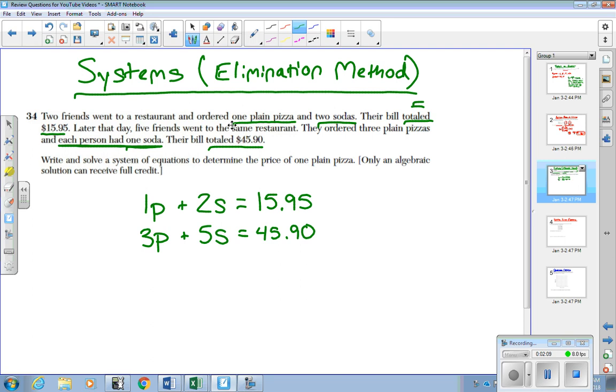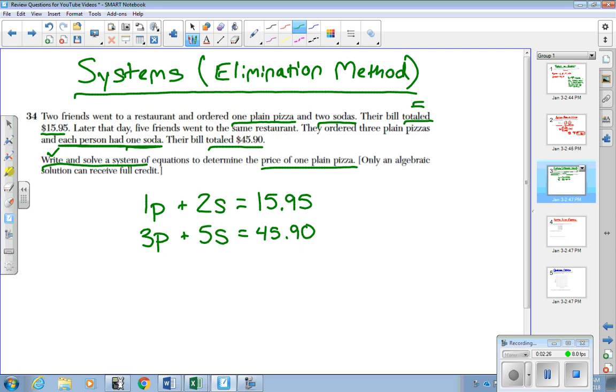So it says write and solve a system. Well, we did the writing part already. And we're only trying to find the price of one pizza. So all we really need to do is figure out what P equals. We don't need to worry about the soda part. It's not asking about that.